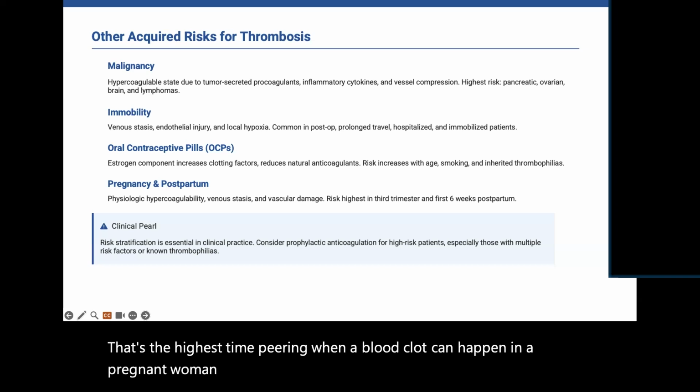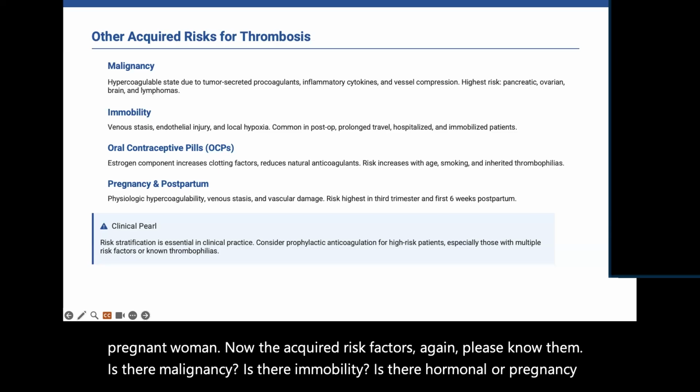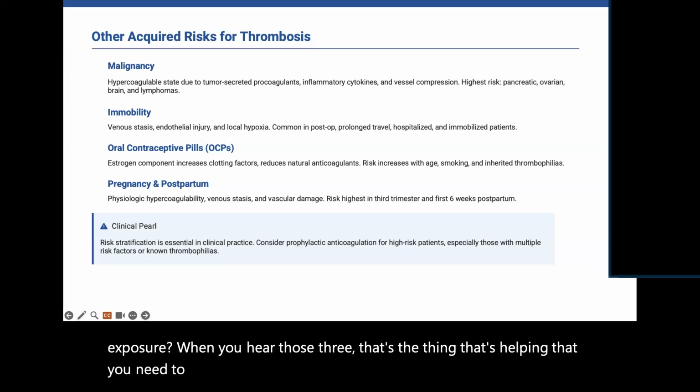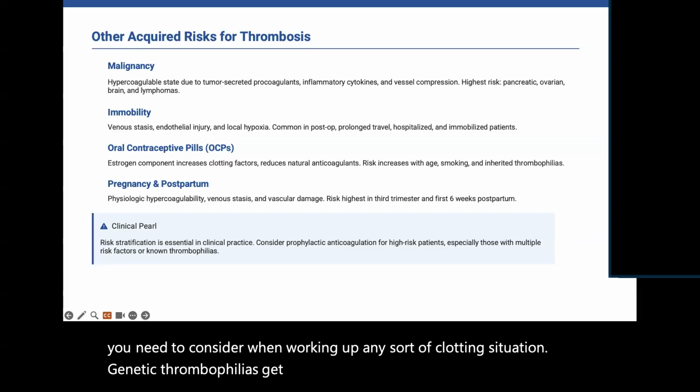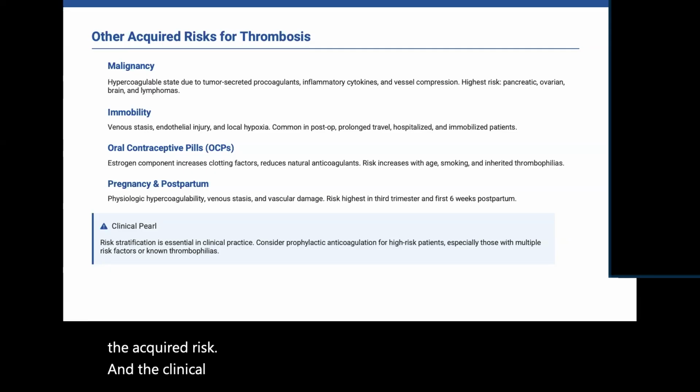Now, the acquired risk factors, again, please know them. Is there malignancy? Is there immobility? Is there hormonal or pregnancy exposure? When you hear those three, that's what you need to consider when working up any sort of clotting situation. Genetic thrombophilias get tested on exams, but in real clinical practice, it's the acquired risk and the clinical presentation that matters.